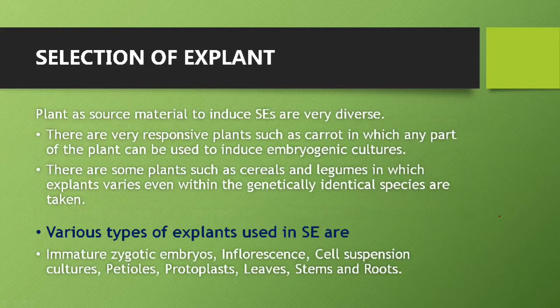Now, selection of explant. The plant source material to induce somatic embryogenesis is very diverse. Many types of plants are used, but generally responsive plants which are actively dividing, such as carrots, are used for somatic embryogenesis. Radish, or any type of plant which can be easily propagated on nutrient media, is used. There are some plants, such as cereals and legumes, in which the explant varies within genetically identical species, and these plants can also be converted into somatic embryoids.